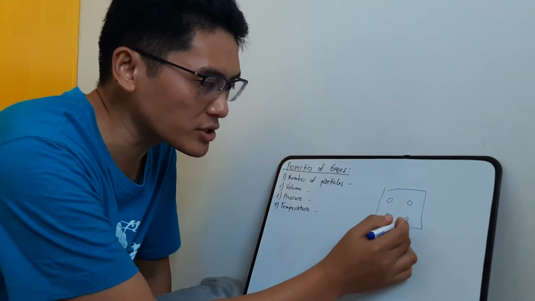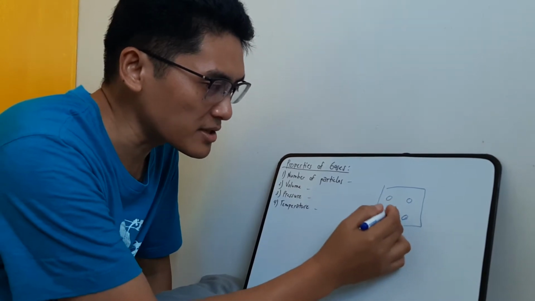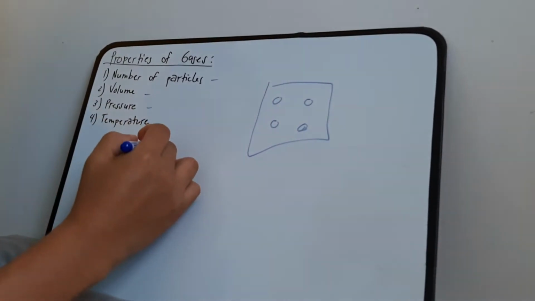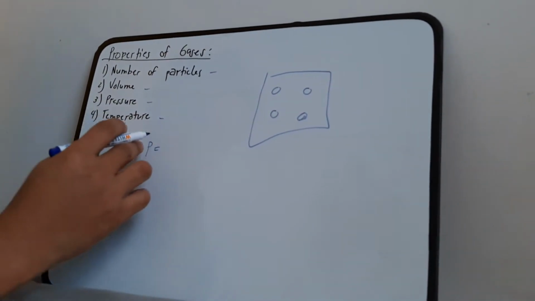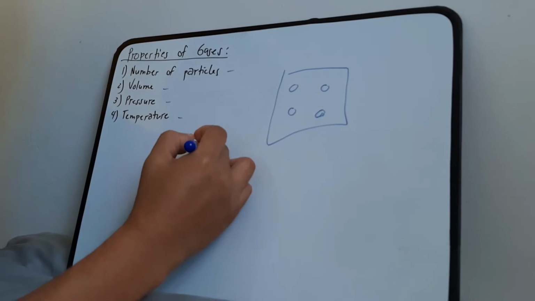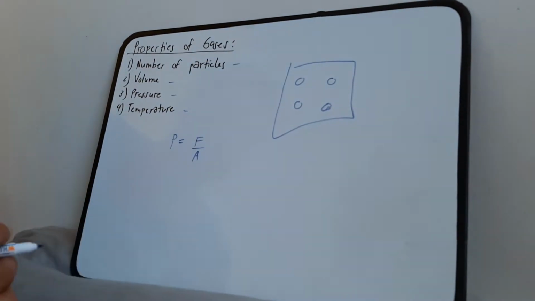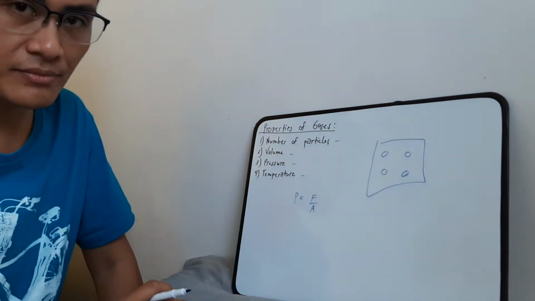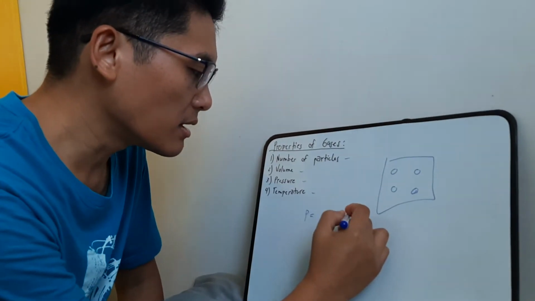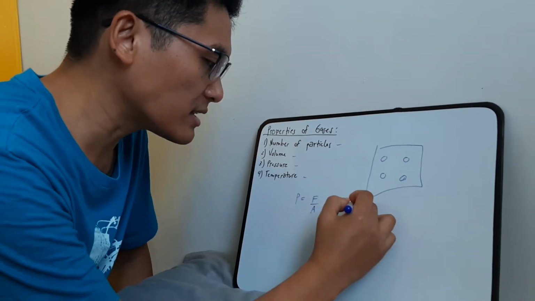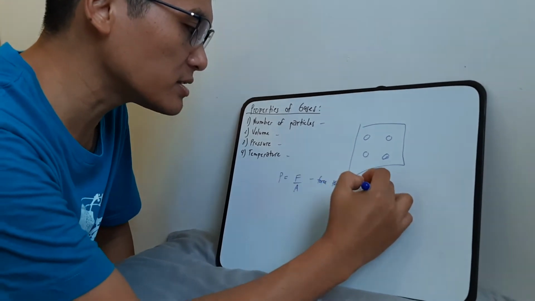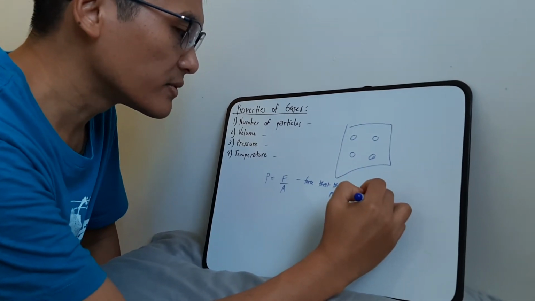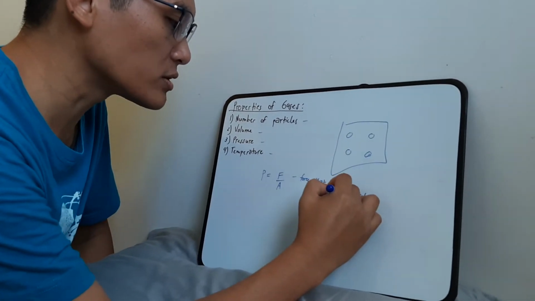basically how much force these particles exert on the walls of the container. So technically speaking, in physics, pressure is calculated by dividing the force by the area. What this means is the force that the gas particles exert on the container, exert on the walls of the container.